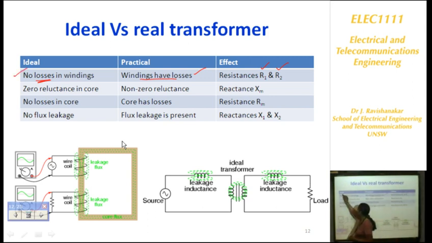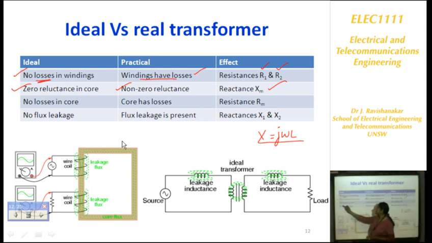The next condition is zero reluctance in the core. We have assumed that the reluctance in the core is zero, which means it does not need any current to produce the flux. But in practice, you will have non-zero reluctance. Reluctance is a term associated with the magnetic circuit, so it is related to the inductance of a coil. We know that X is called the reactance of the coil, given by j omega L, so inductance and reactance are linked by this equation. Therefore, we need to add a reactance Xm for the core.